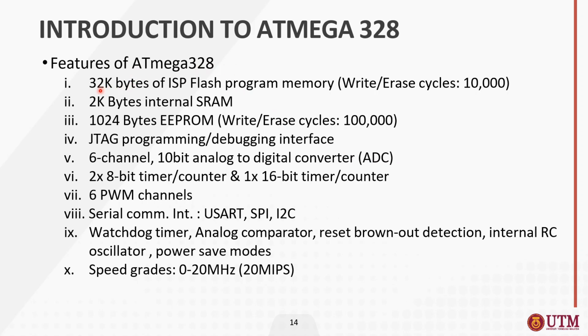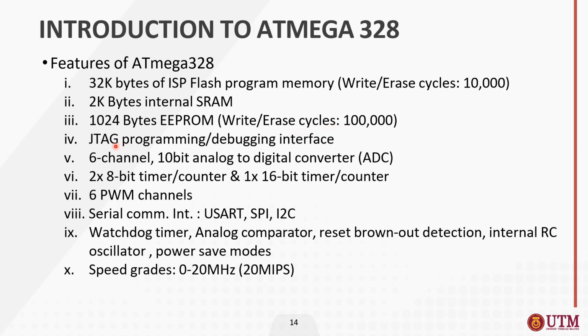For the first feature, it has 32 kilobytes of ISP flash program memory, with a write and erase cycle of 10,000. Then it has 2 kilobytes of internal static RAM and 1024 bytes of EEPROM. In the previous class, you learned about SRAM and EEPROM. For EEPROM, the write and erase cycles are 100,000.